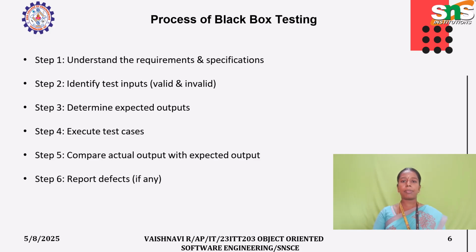And then the process of black box testing. Here we have 6 steps for the process. First step, we have to understand the user requirements and the specification, and then identify the test inputs, whether valid or invalid. Third step, we determine the expected output. In the fourth step, we execute the test cases. In the fifth step, we compare the actual output with the expected output. In the sixth step, we report the defects.